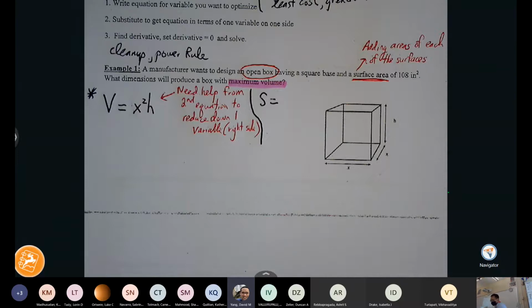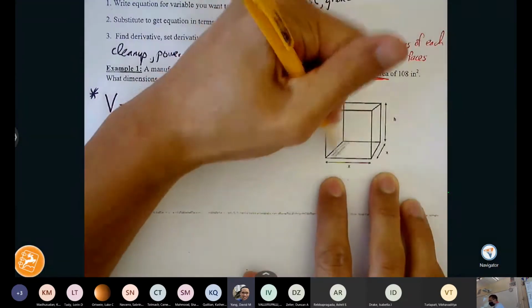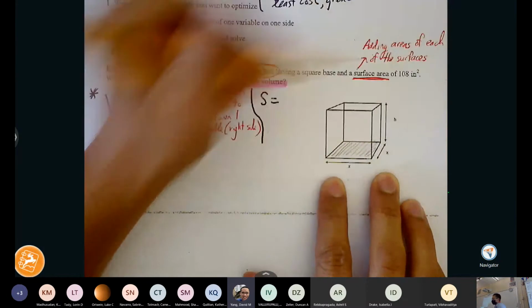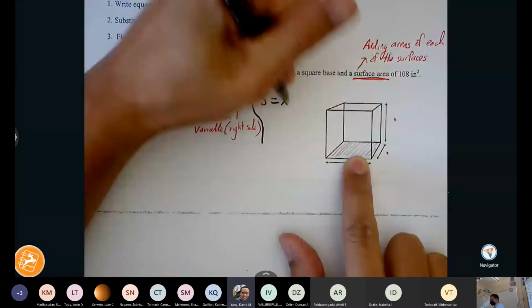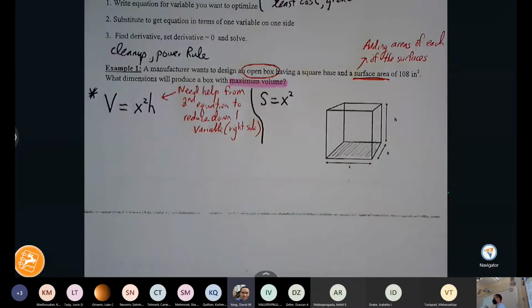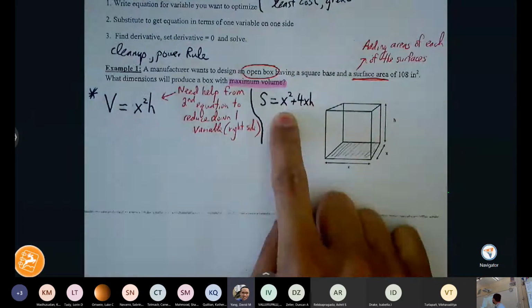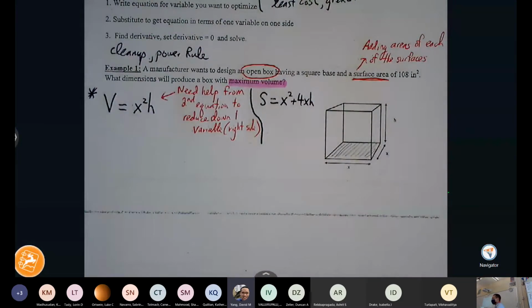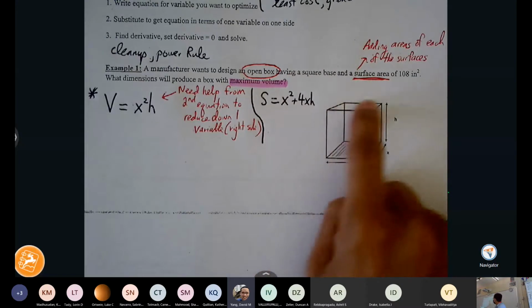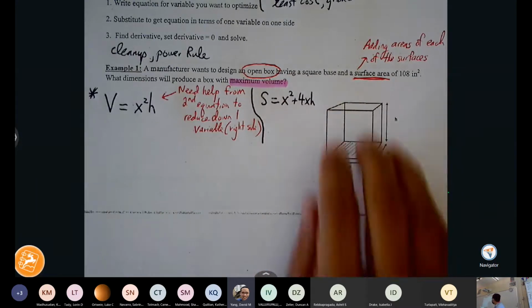Okay, so let's add up each of the areas of the surfaces. Let's start with the base. Okay, so what's the area of the base? X squared. X squared, okay. What's the area of one of the vertical sides? XH. XH, right? And how many vertical sides do we have? 4 vertical sides, right? So XH plus XH plus XH plus XH. So we're just building our surface area by looking at each of the individual surfaces and totaling them up. So we have 1 base, 4 vertical sides, nothing up top, so just 5 sides. All right, good so far?